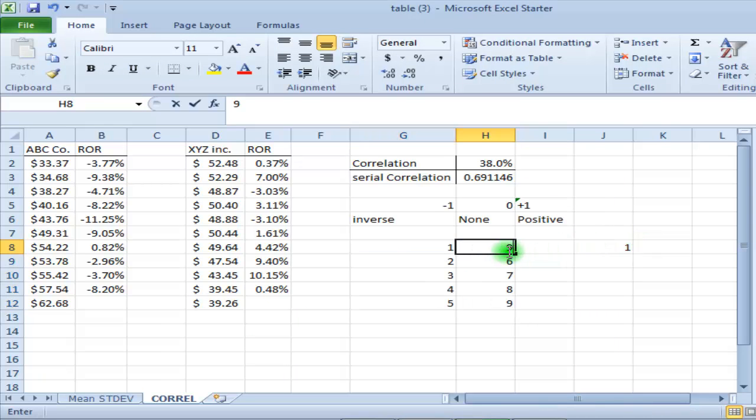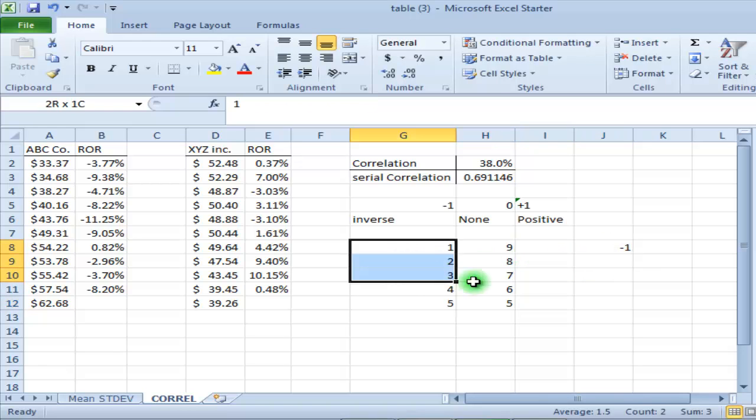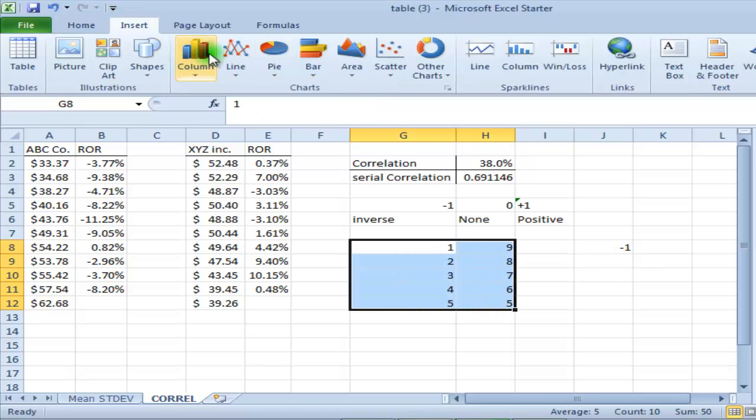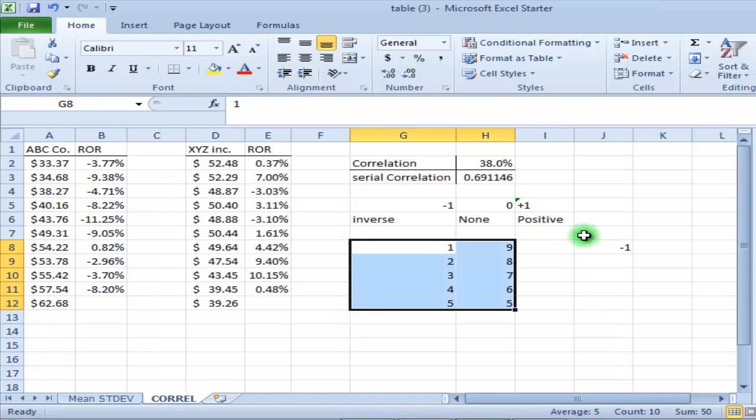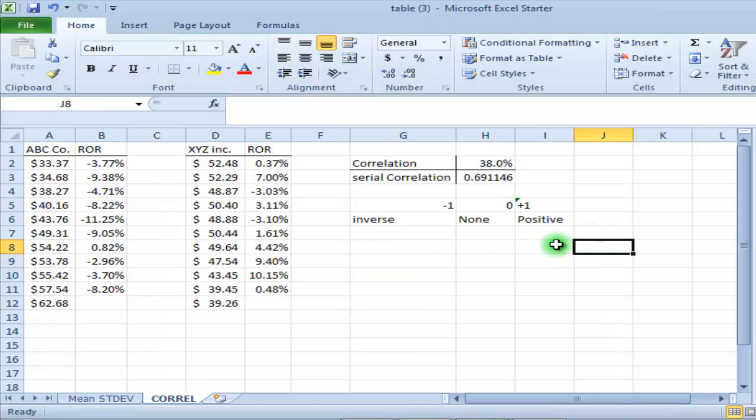Let's say we did 9, 8, 7, 6, 5. Well, now we have -1. And you can see that again if we plot it. We get an inverse. So when one goes up, the other goes down. So that's all that we're saying there with that correlation.